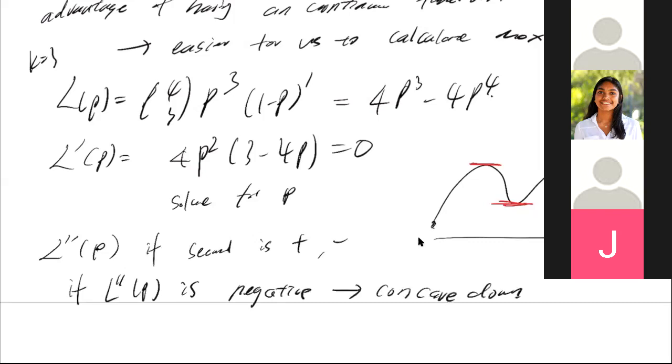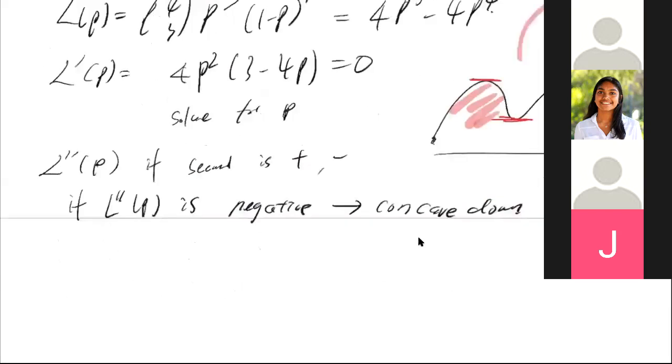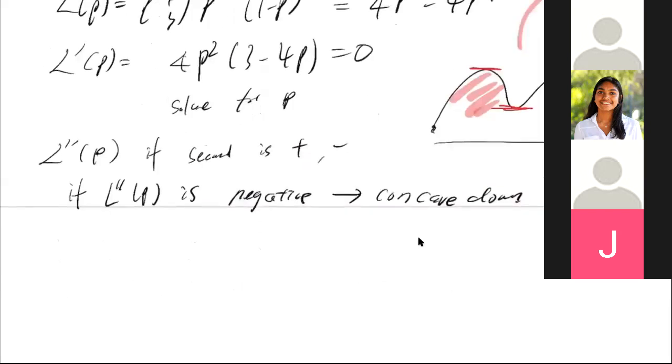So that means concave down means this, like it is concave down. If the second derivative at this point is concave down, that means it is a local maximum. So concave down implies local maximum.